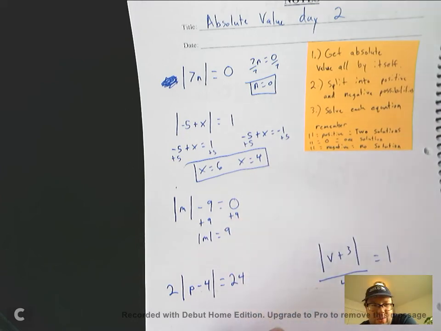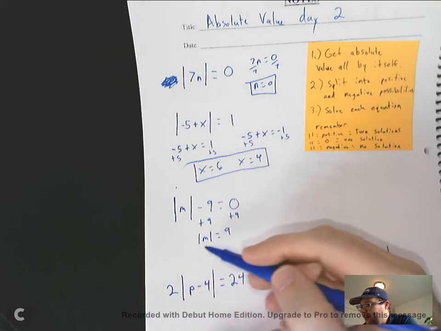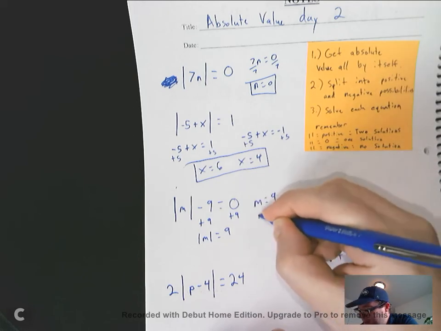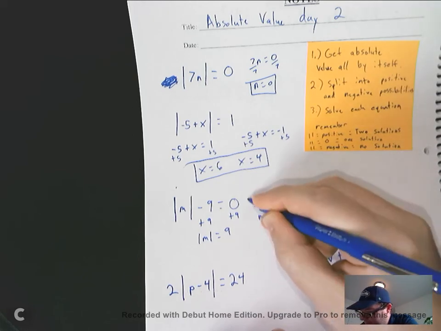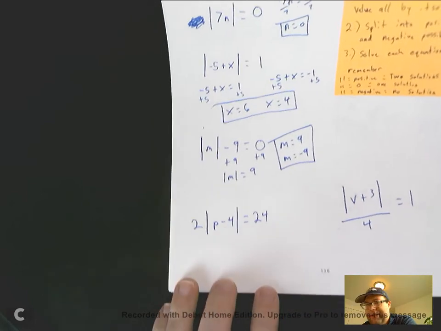Now, it's equal to a positive number, this is where I can split it. And this is just a very simple basic one, right? M could either be 9 or M could be -9, as both of those have an absolute value of 9. And that would be your answer on that one. Okay, let's look at our next one.